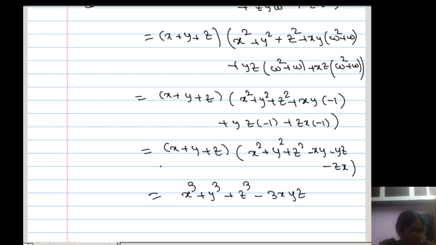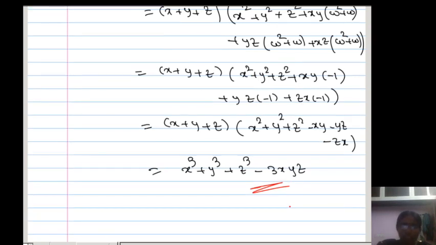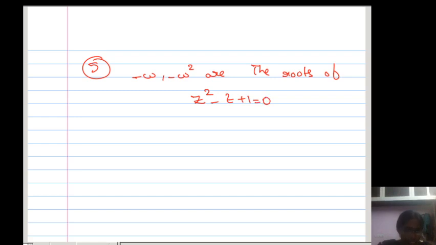So if you simplify and do the multiplication, you directly get the RHS. In this way we proved it from LHS to RHS. Next question, fifth bit. Prove that omega and omega power 2 are the roots of the equation z square minus z plus 1 equal to 0, where omega and omega square are complex cube roots of unity. I know that omega and omega power 2 are the cube roots of unity.